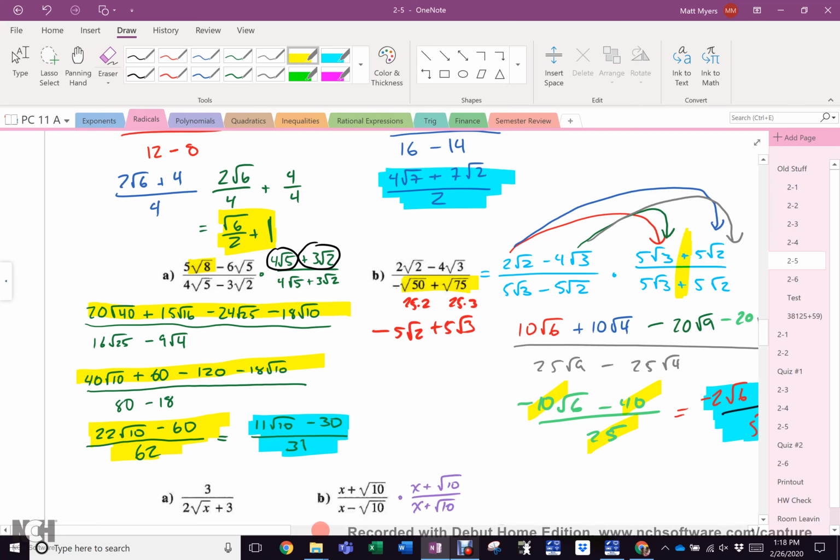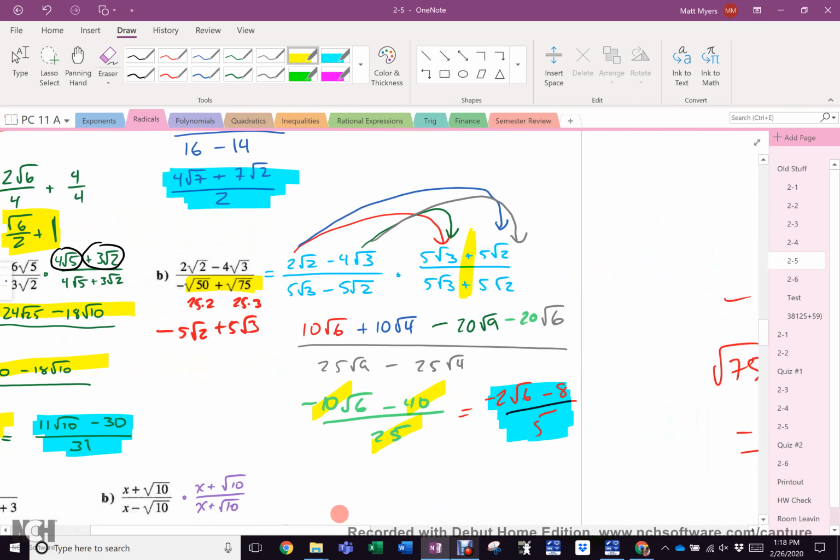Now, let's have a look at B, because I did something that seems a little weird in B. I changed this order so that negative was in the middle, so it was easier to work with, because a negative plus a positive is the same as the positive minus the negative, right?